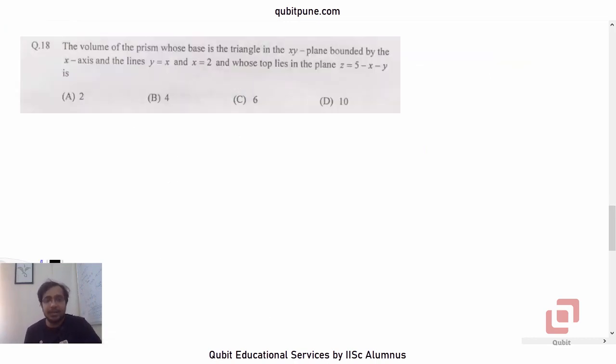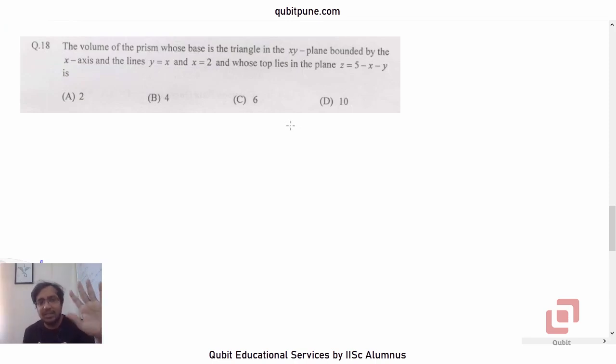Question 18, again a question on multiple integrals. The volume of the prism whose base is the triangle in the xy plane bounded by the x-axis and lines y equal to x and x equal to 2, and whose top lies in the plane z equal to 5 minus x minus y is 2, 4, 6 and 10.